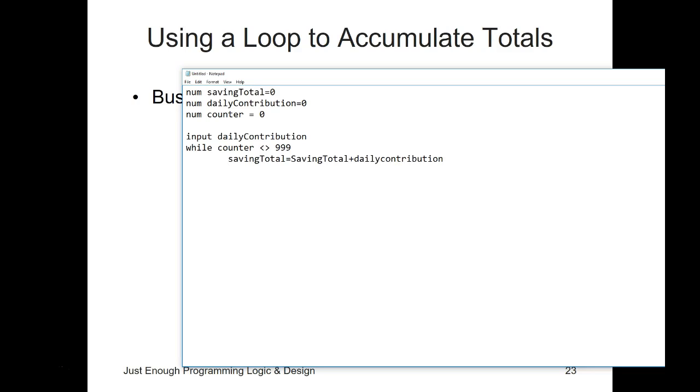Because I want to remind you of what it is, we're going to output saving total. End while. So my loop, all it does is loop through here and says, every day I'm going to put in a certain amount of savings, unless at some point I say, I'm done, and I put in 999.